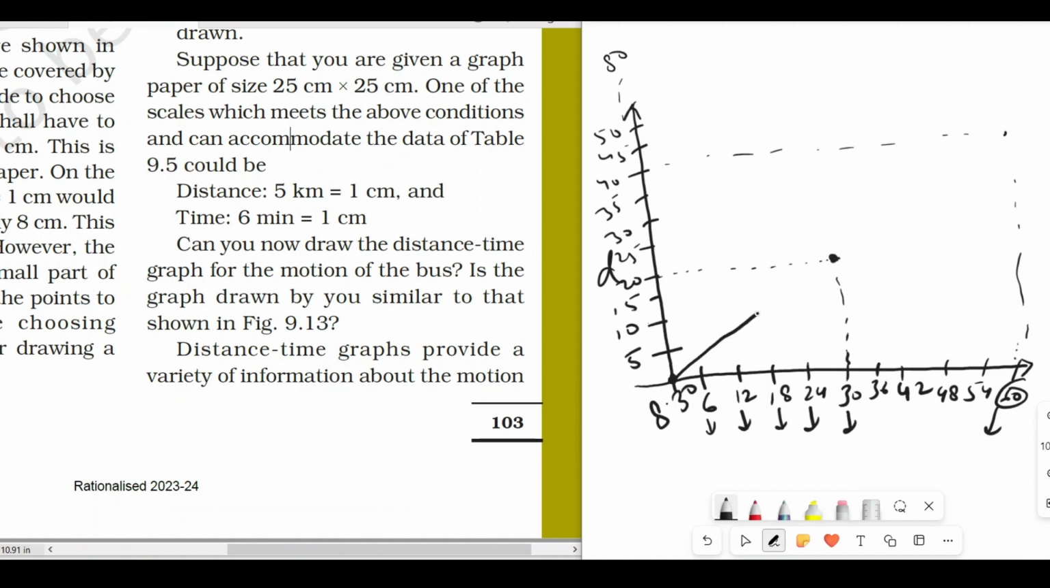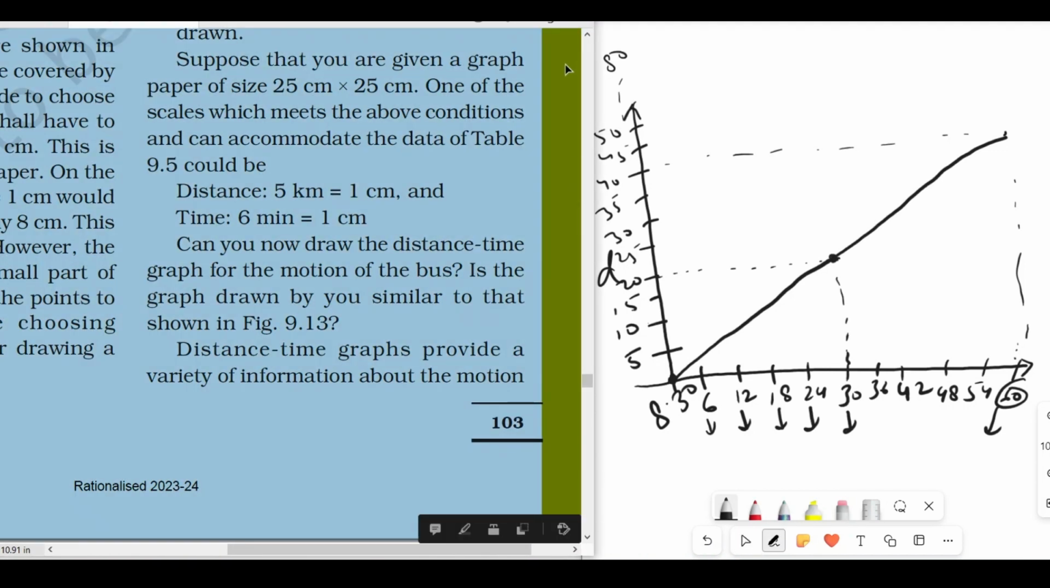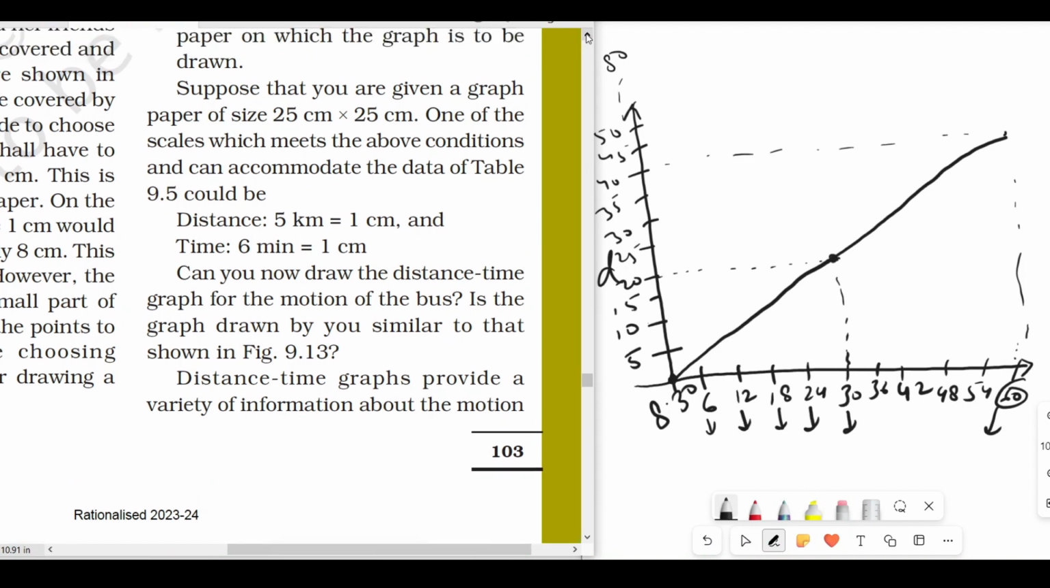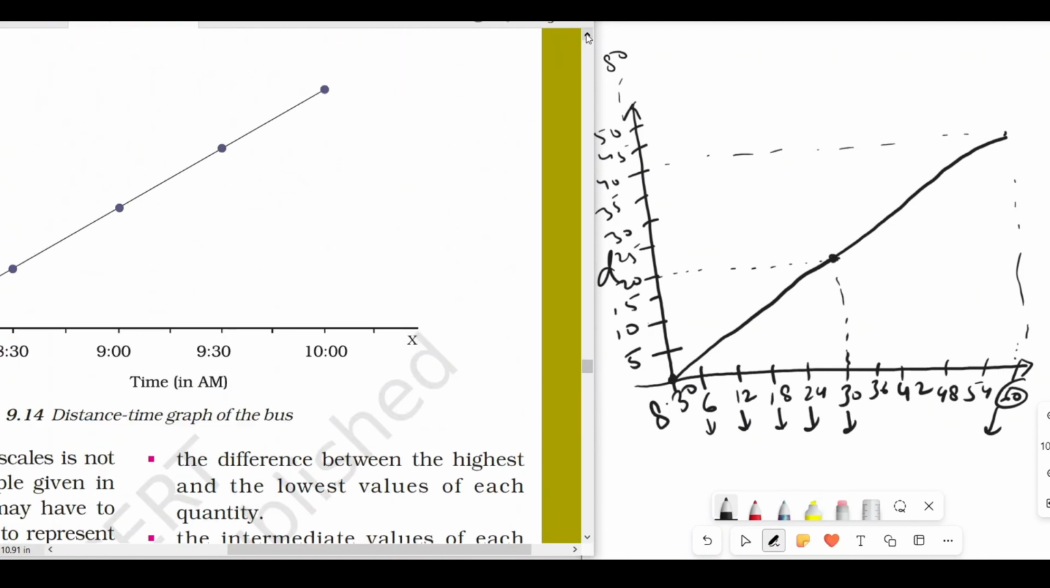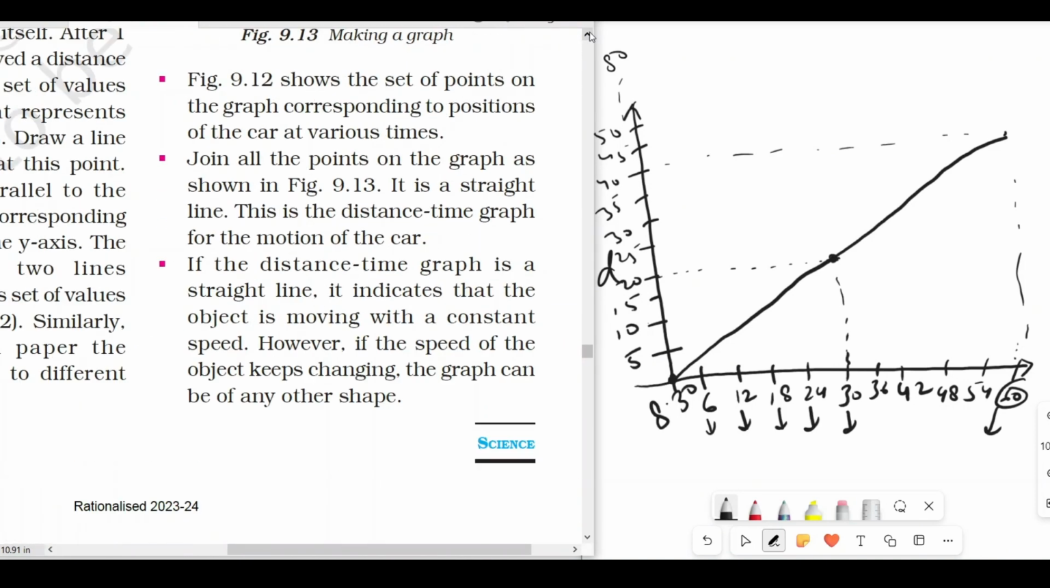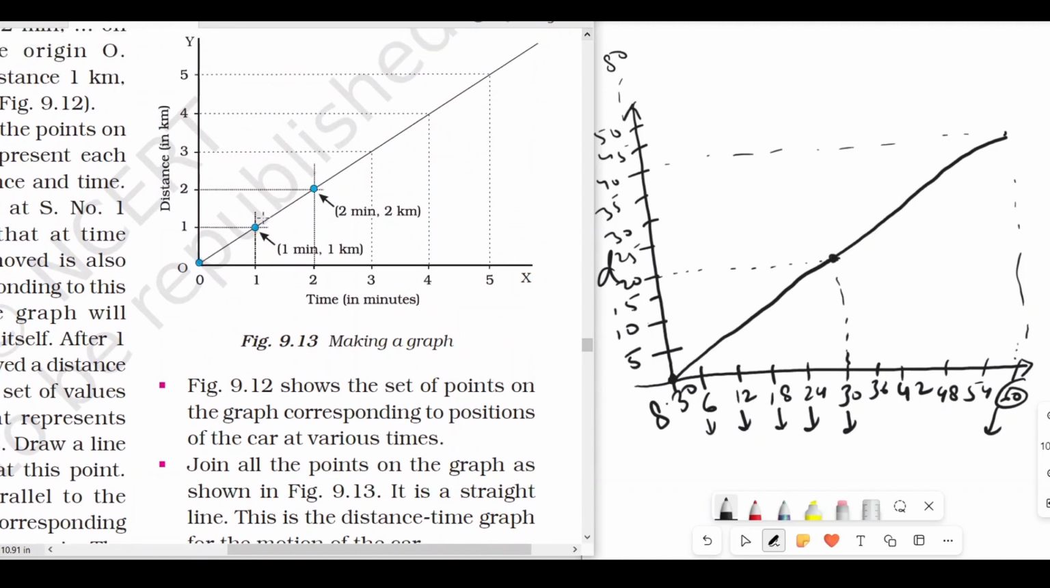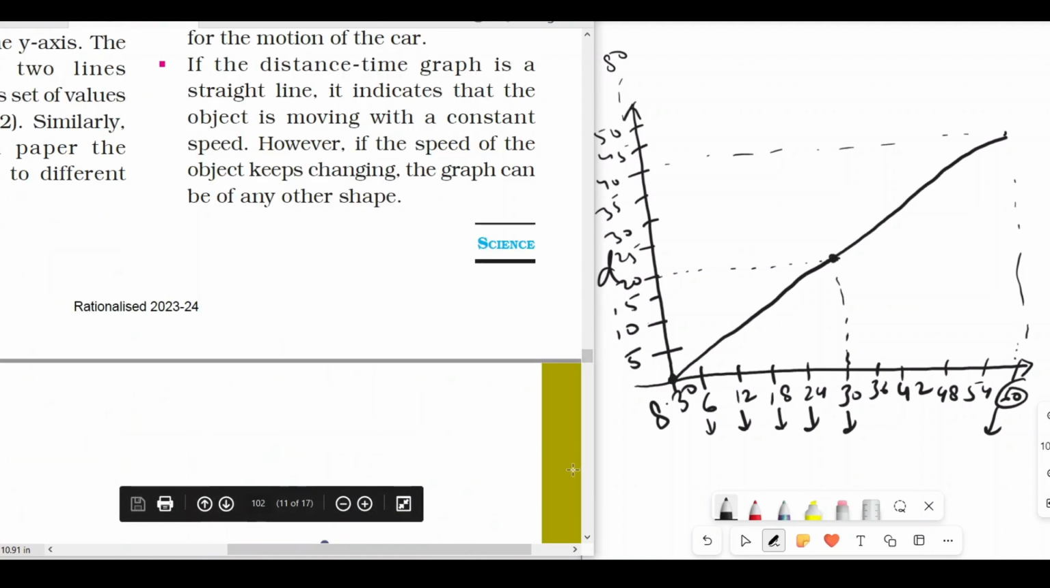Now if you join all these points, we get a graph which is very similar to the graph 9.13. Right. You can see here your graph is very similar to, sorry, this is 9.14. Yeah. Your graph is a linear graph, or you can say it's a straight line graph, very similar to 9.13. Okay. Right.